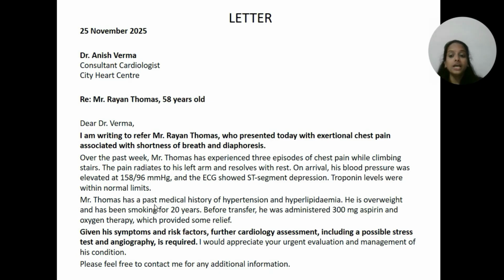Mr. Thomas has a past medical history of hypertension, hyperlipidemia. He is overweight and has been smoking for 20 years. Before transfer, he was administered 300 mg aspirin and oxygen therapy, which provided some relief. Given his symptoms and risk factors, further cardiology assessment, including a possible stress test and angiography, is required.